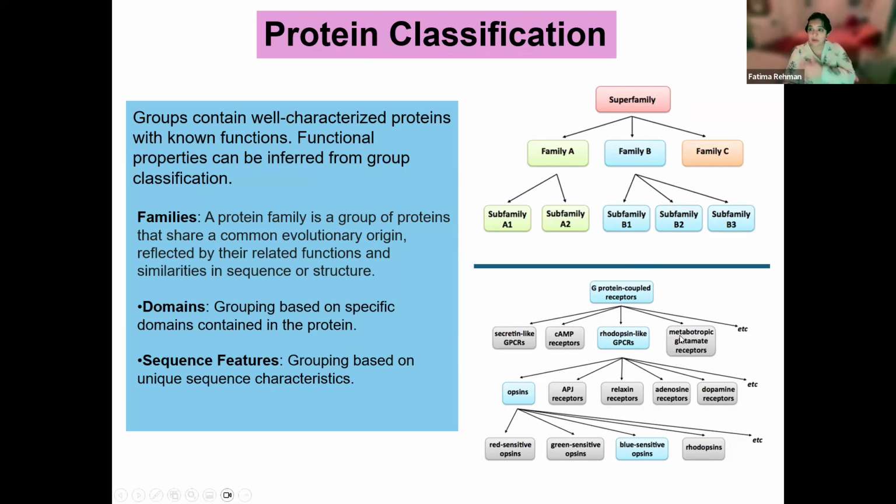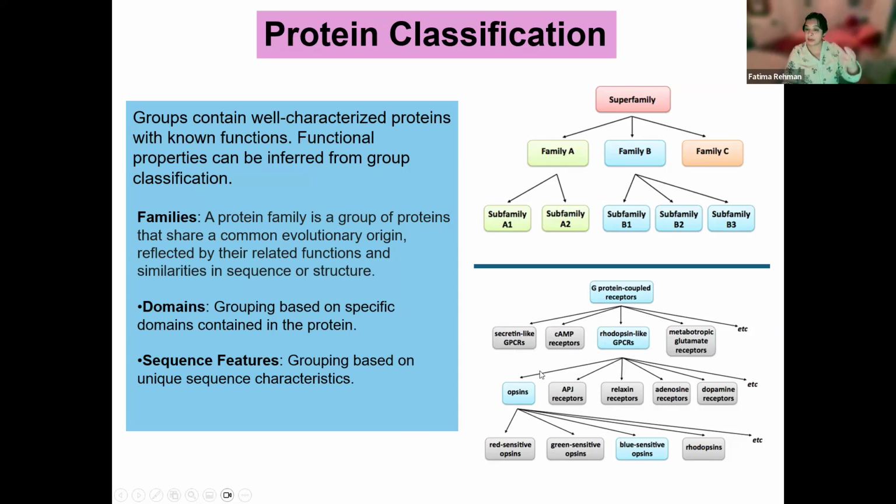Within it, you can have all kinds of different receptor families. You can have secretin-like receptors. You can have cAMP related receptors. You can have rhodopsin-like receptors. You can have metabotropic or other functional receptors. So these would be different families of receptors.